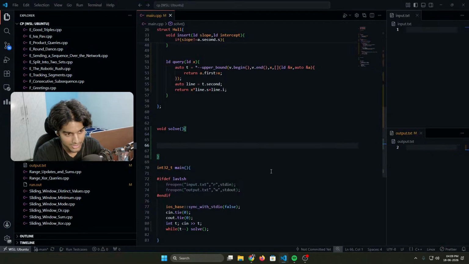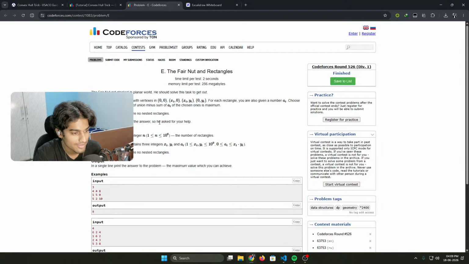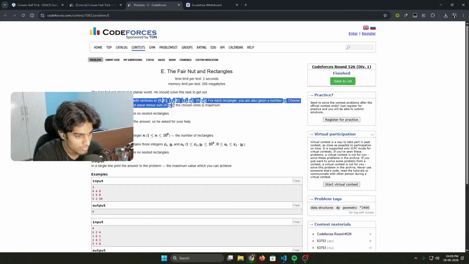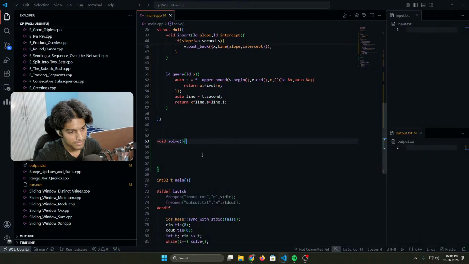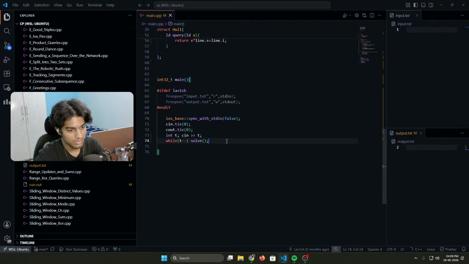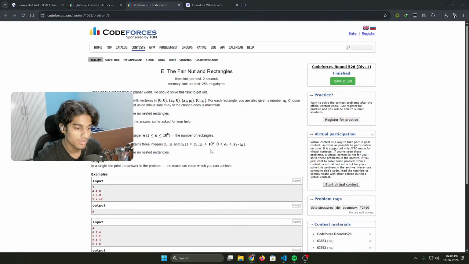Yep. Sure. AI, choose some of them such that the area of union minus sum of AI of chosen ones is maximum. So we want to maximize area minus AI, something like that. Okay. We don't need this function, neither this. So we have this n.